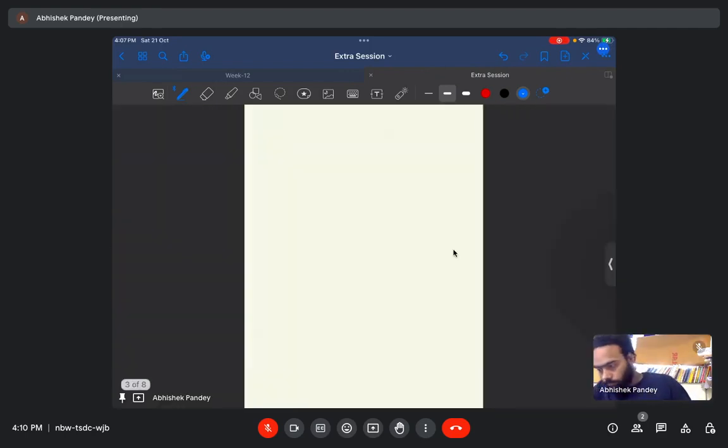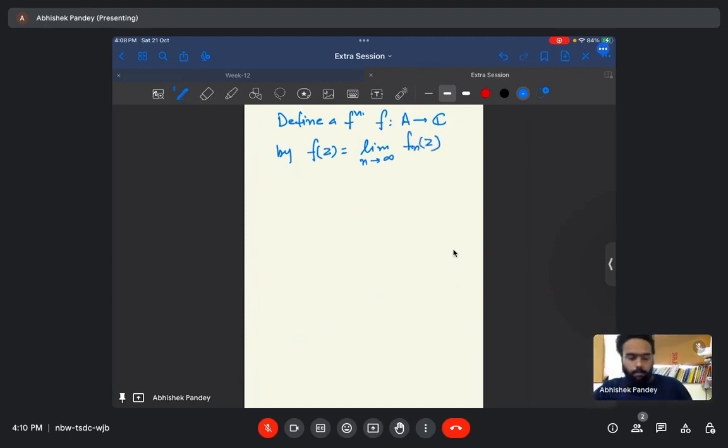So whatever the limit is, now define a function f from A to C by f(z) is basically the limit as n tends to infinity of fn(z). Because this is a sequence of complex numbers, this will be convergent because fn is pointwise convergent. So we define this function, and we say that fn converges to f pointwise. Okay, fine. So these are the basic things. One can go through any book.